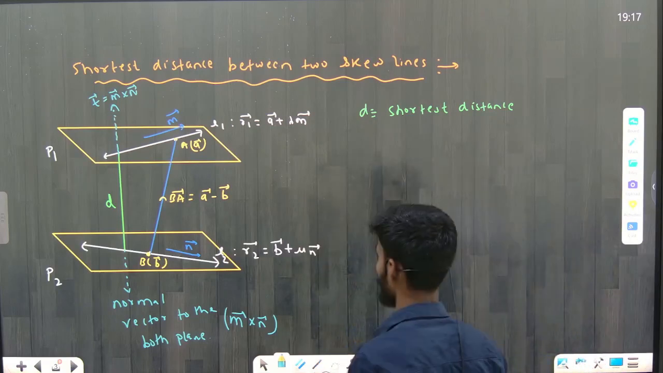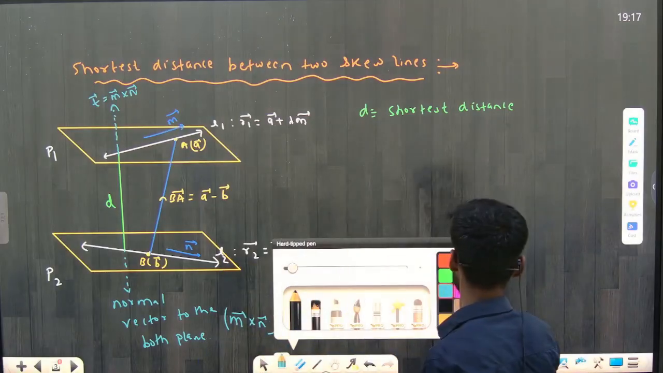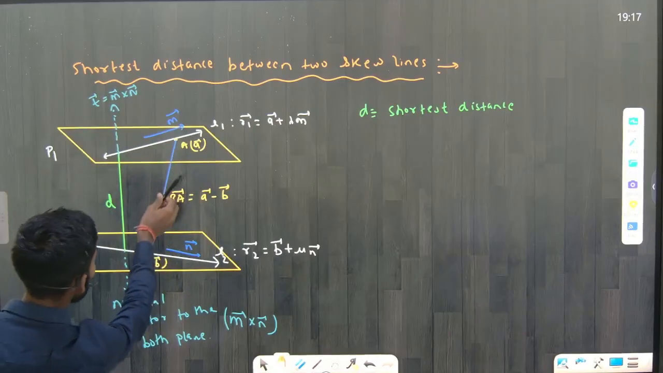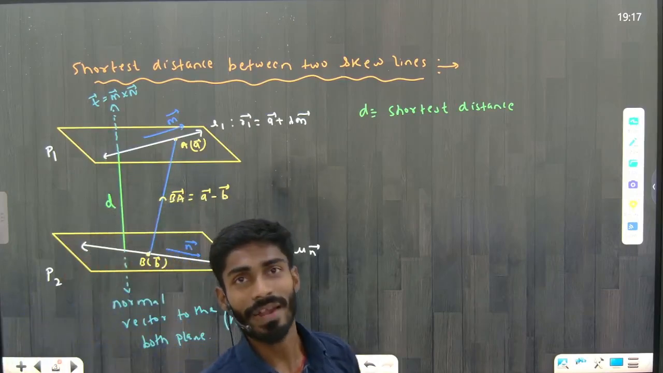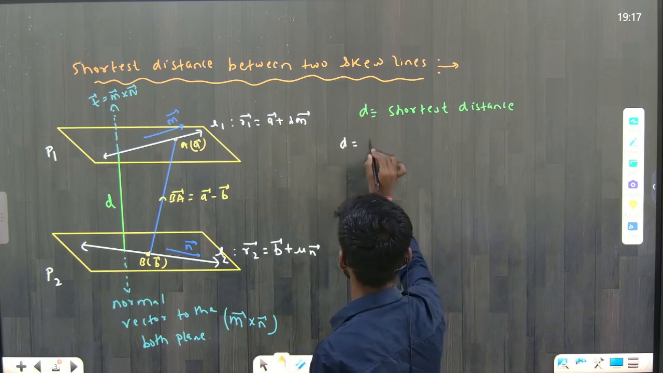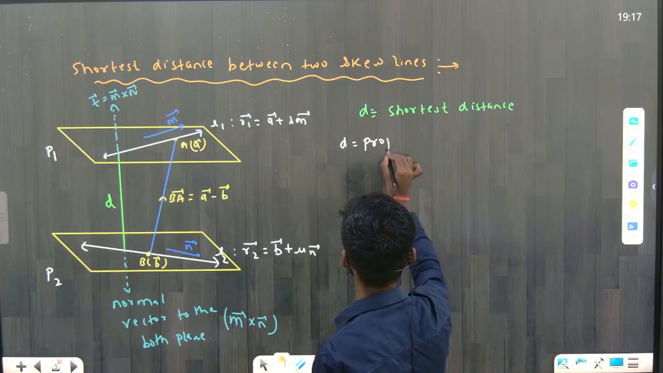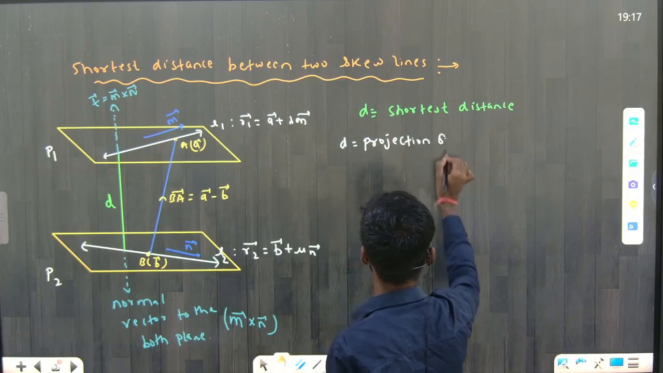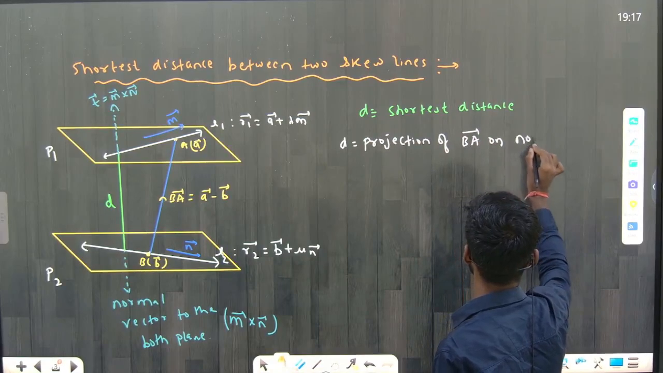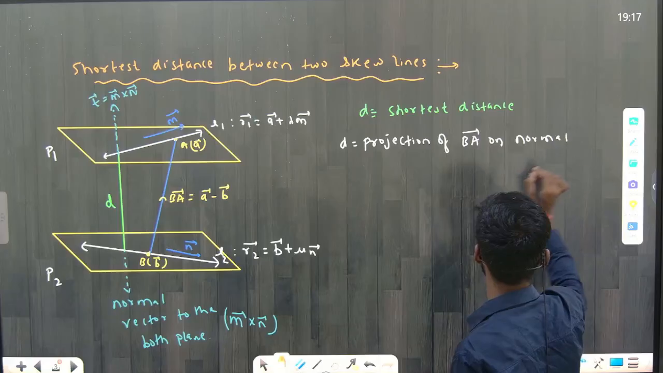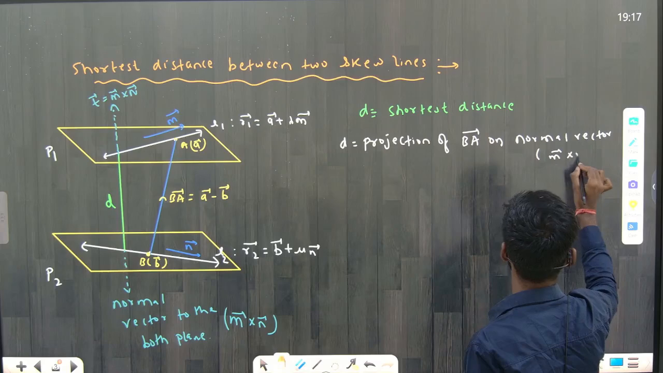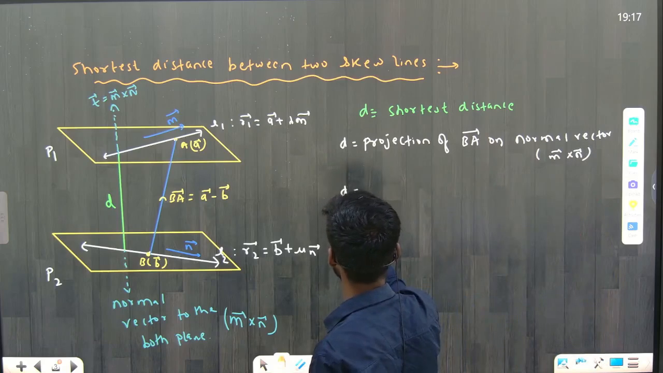And also we know that if we take a projection of the BA vector on the normal vector, that is m cross n, then we will find the shortest distance between skew lines. So D, how can we find D? D is the projection of the BA vector on the normal vector. Normal vector is m cross n.